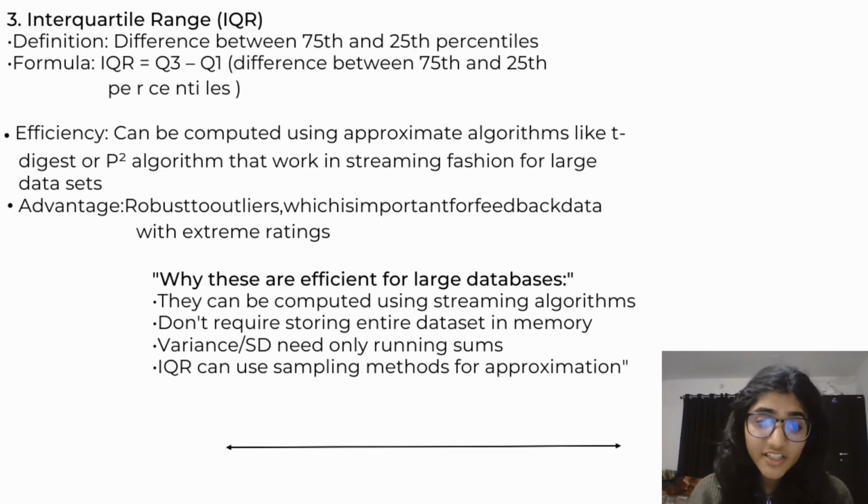Now, why are these efficient for a large database? First, they can be computed using streaming algorithms. Second, they don't require storing the entire dataset in memory. Third, variance or standard deviation need only running sums. Fourth, IQR, that is interquartile range, can use sampling methods for approximation.